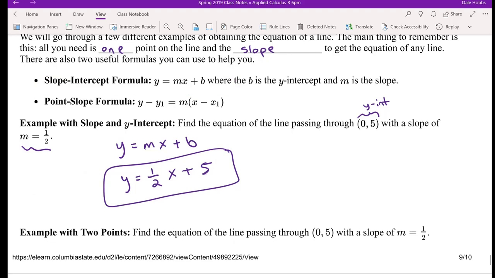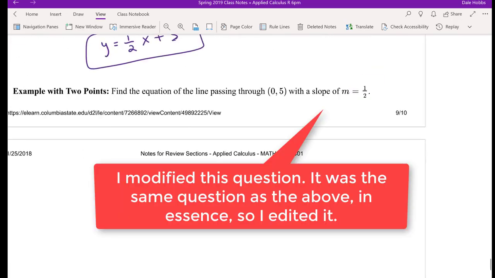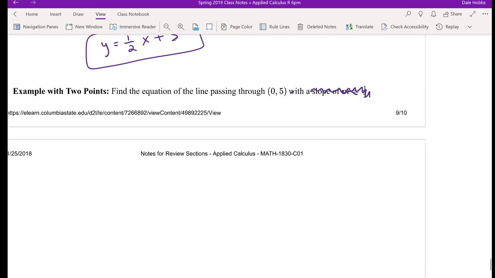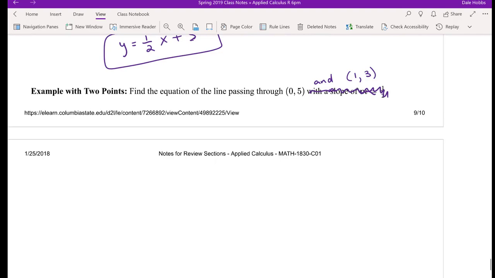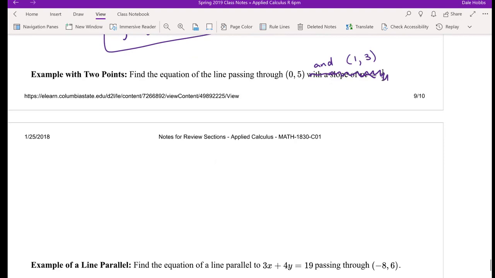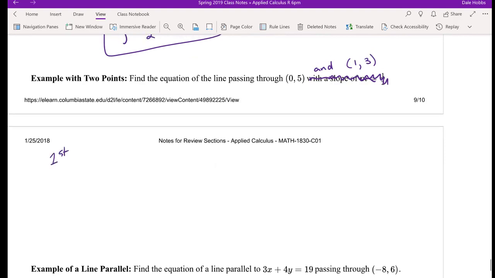Now, you may want to use the point slope formula, the bottom formula, if you have something that's not a y-intercept. So let's say you had another point here. We want to pass through 0, 5, and we'll say 1, 3 or something. So there's 2 points it goes through. Let's say you want to find the equation of a line where you have 2 points given, but you don't have the slope. Well, what you want to first do is find your slope first.